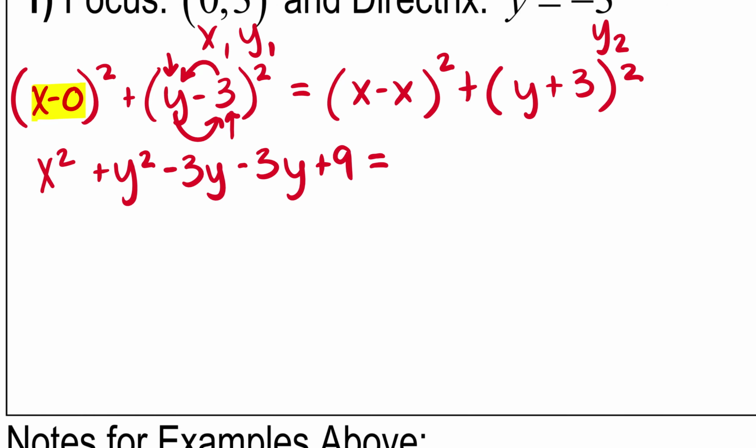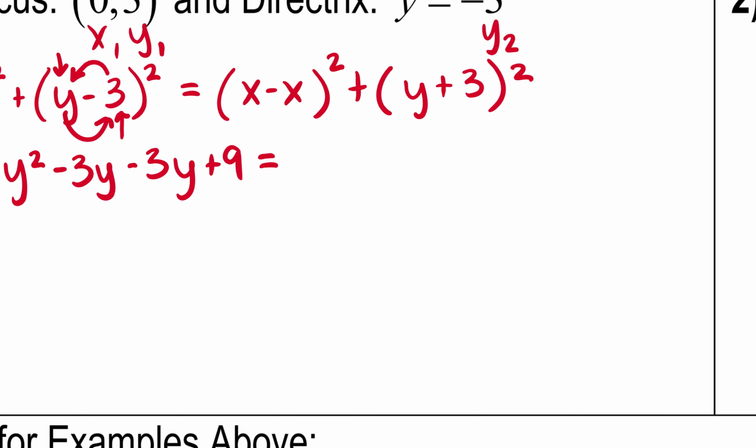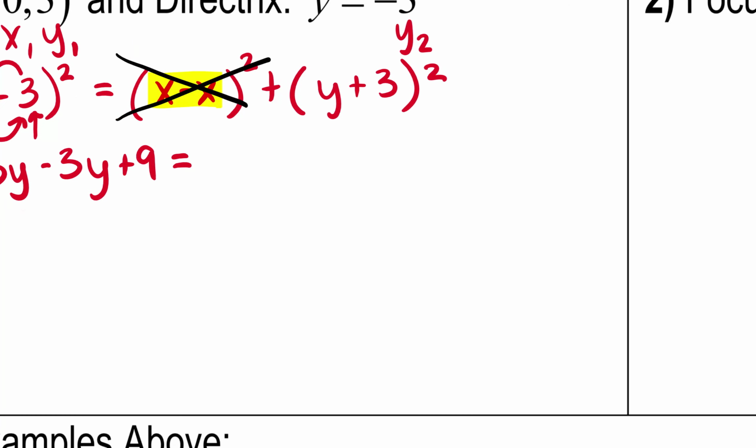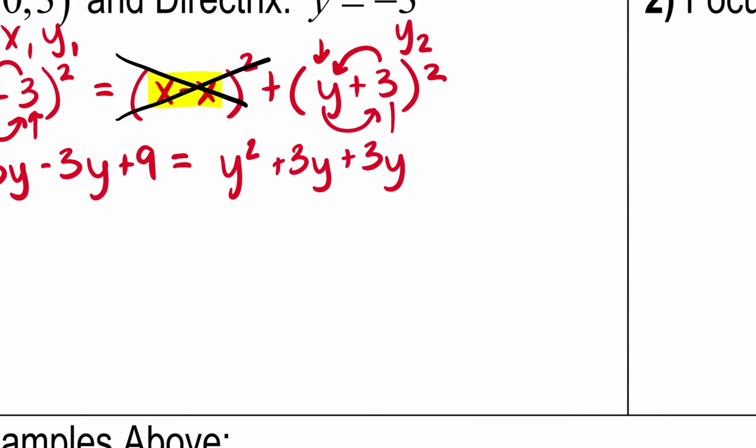Equals. And then look at this next part. X minus x is 0, so that whole thing just goes away. I don't have to worry about it. So now this next part, I do the same thing, right? I do y times y is y squared. Y times 3 is positive 3y. 3 times y is positive 3y. And 3 times 3 is 9.